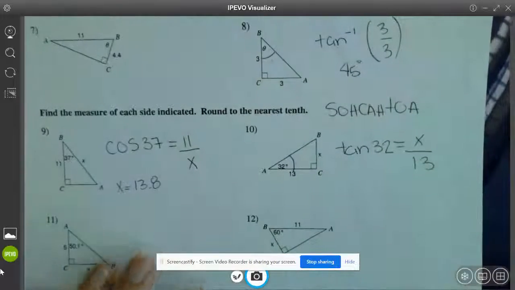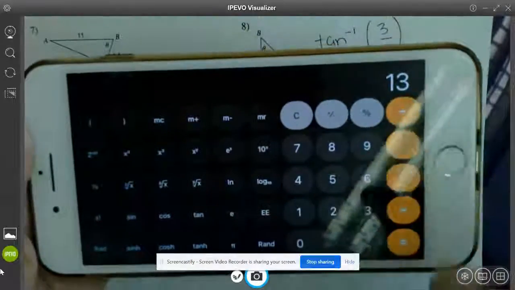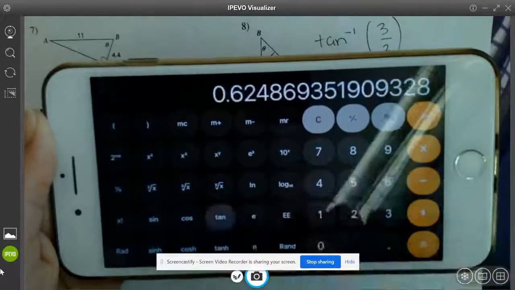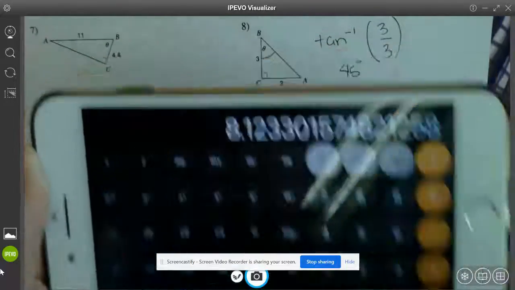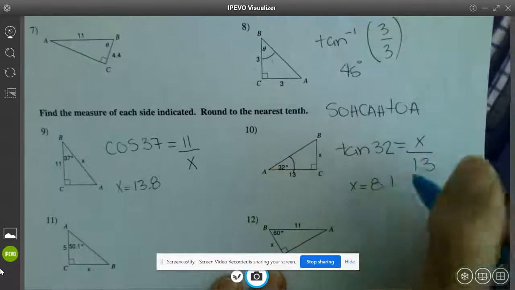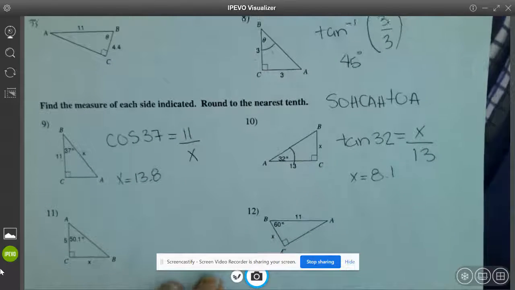So you are multiplying. That's 13 times 32 and then tangent. Press the equal sign, 8.1. So x equals 8.1. And that makes sense because this side is 13. Okay, all right, let's do one more.